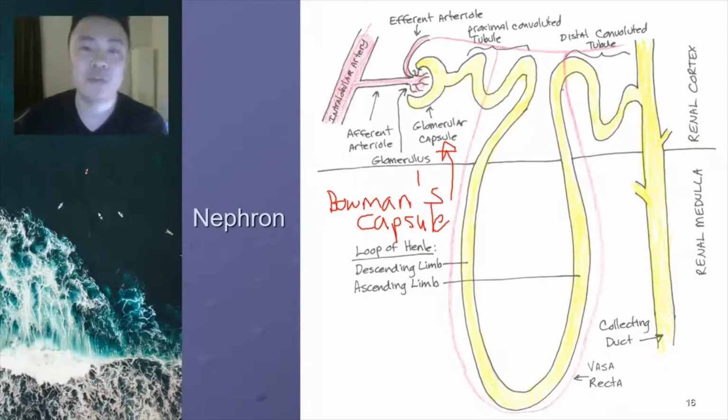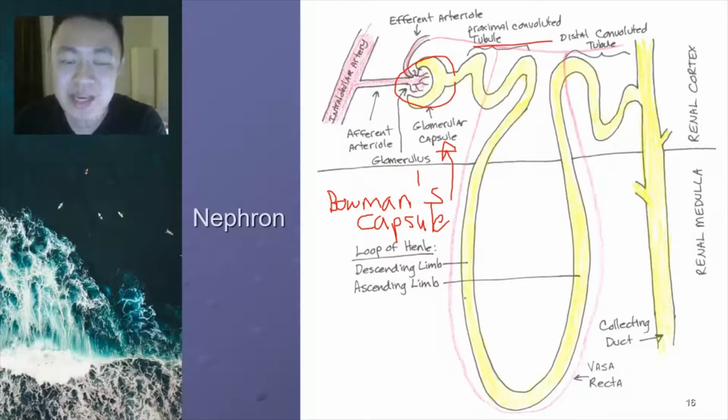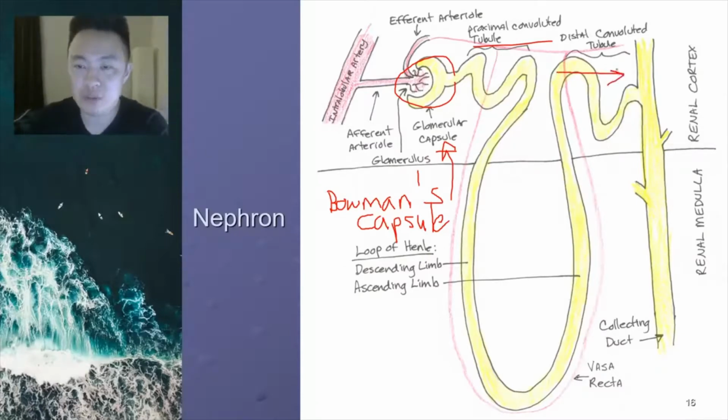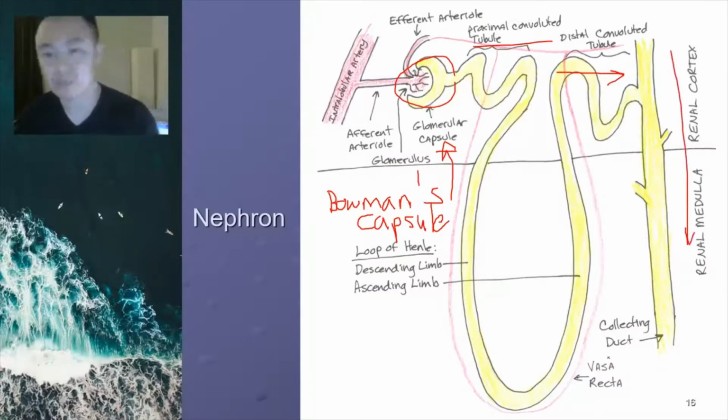Okay, just to review again, we have the Bowman's capsule right here, and then it goes through the proximal convoluted tubule, and then eventually it goes down the descending limb around this loop, and then up the ascending limb, and this whole region here is called the loop of Henle. And then finally it goes out through the distal convoluted tubule, and then out through the collecting duct.